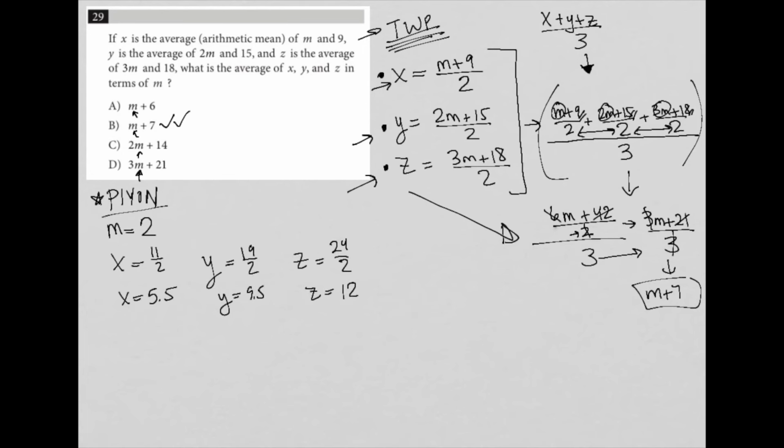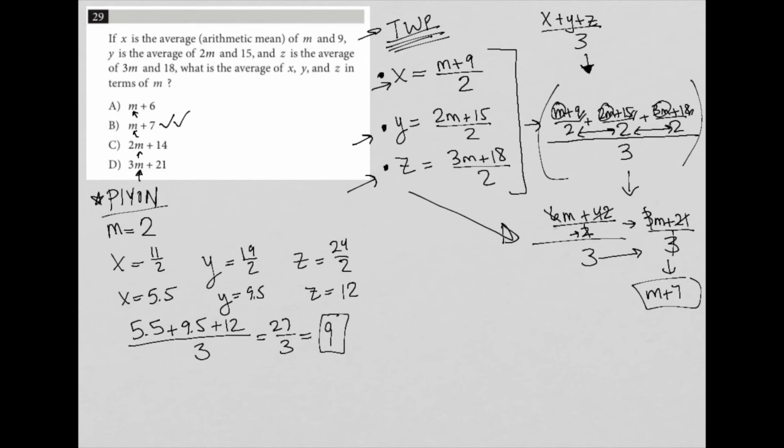So all that's left is to actually answer the question. The question says, find the average of x, y, and z. So I'm going to do that by adding them all up: 5.5 plus 9.5 plus 12, and divide all of that by 3. I throw this into my calculator. 5.5 plus 9.5 is 15, plus 12 is 27, so I end up with 27 divided by 3, which is 9. So there's my average.